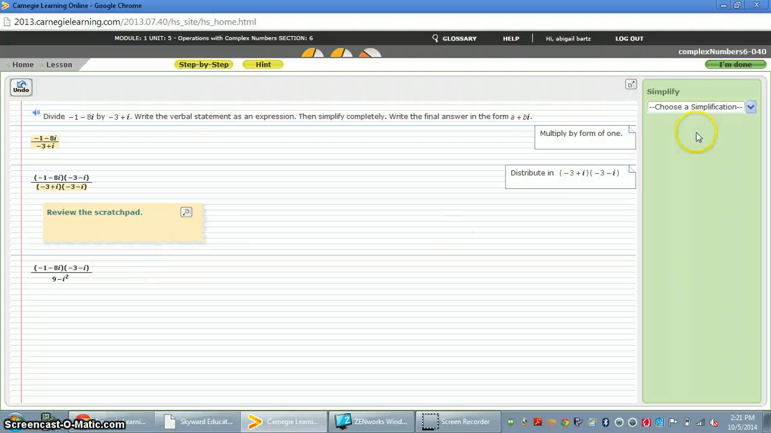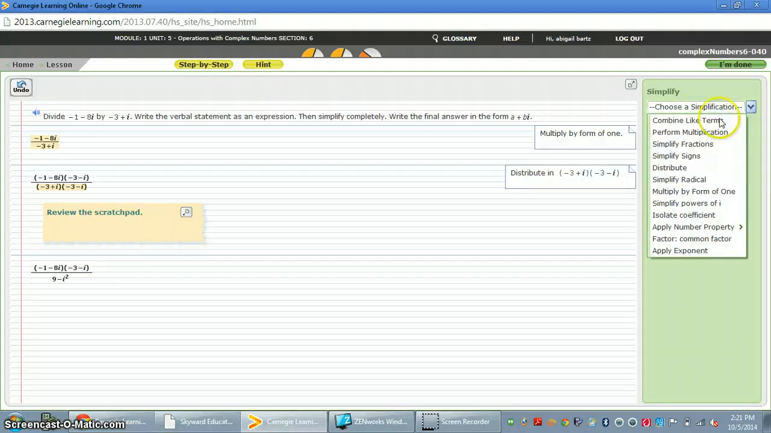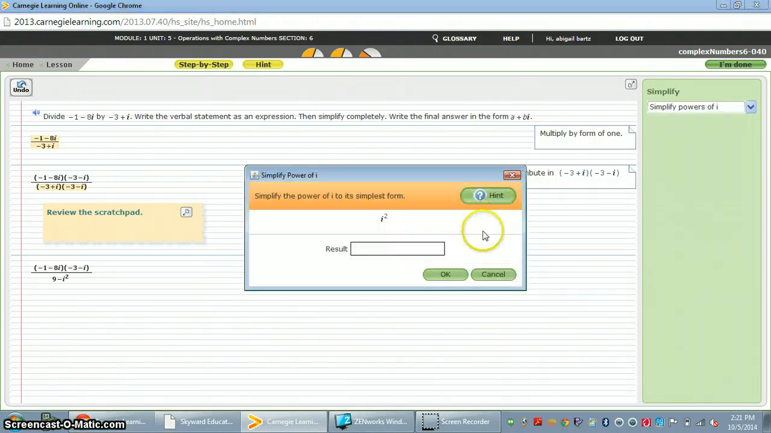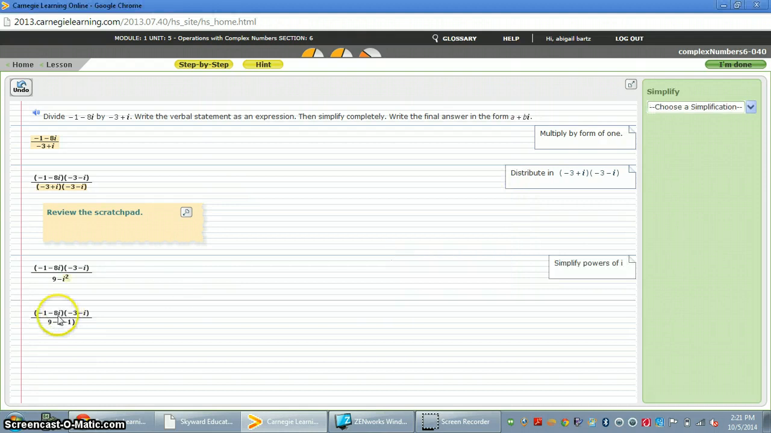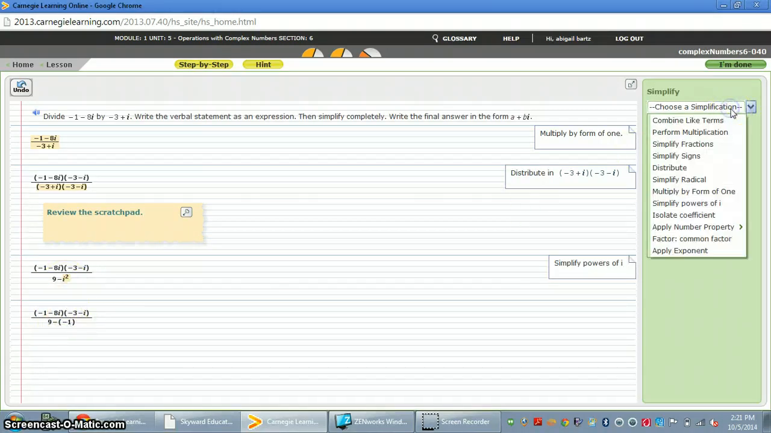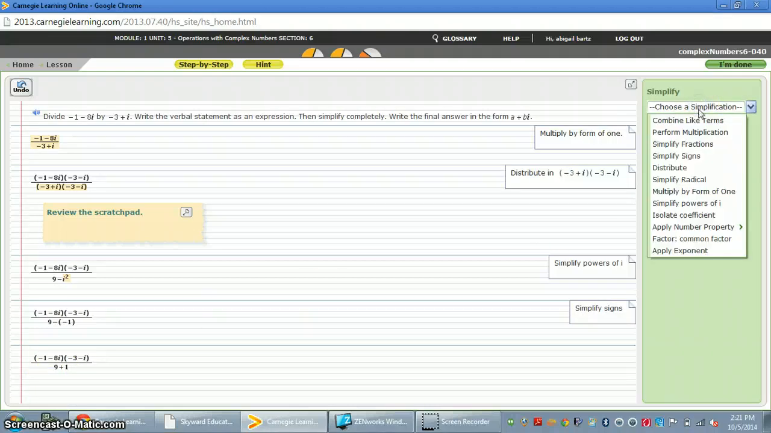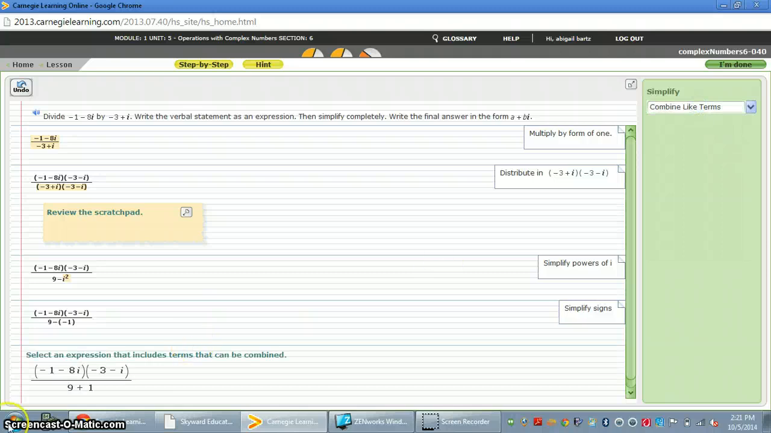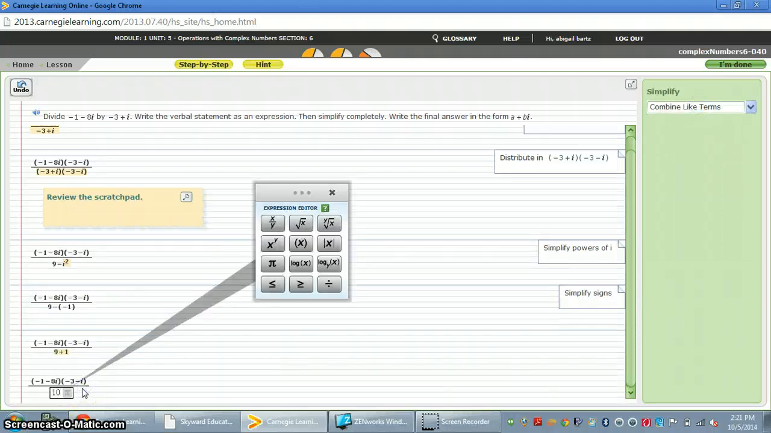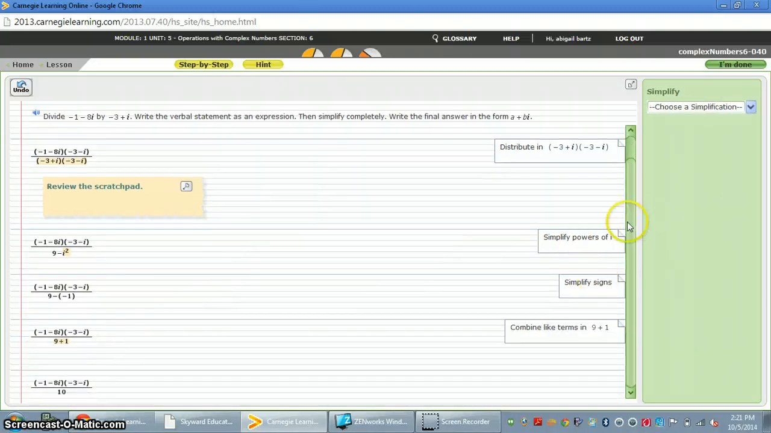From here I can do a few things. I can distribute the top, or what I notice is an i squared. We just did that in the few sections before. I can simplify by the powers of i. And I see an i squared, and i squared according to our table was negative 1. So they're just plugging in i squared and replacing that with negative 1. And then I'm going to simplify my signs on the bottom. So that's just now 9 plus 1. And I can combine like terms on the bottom. And now I know that my denominator is just 10.